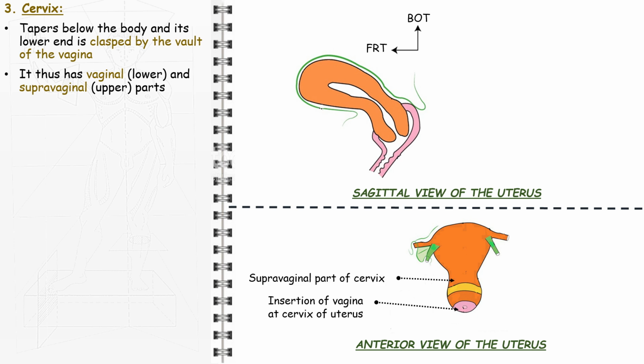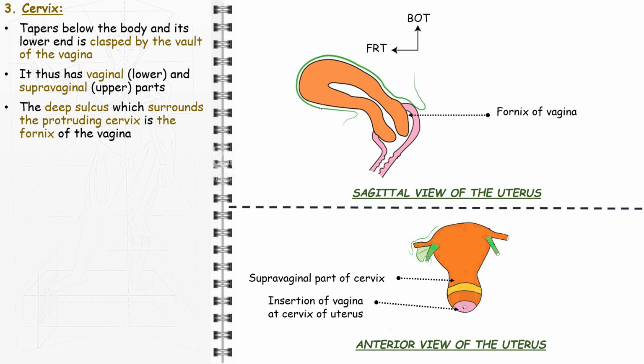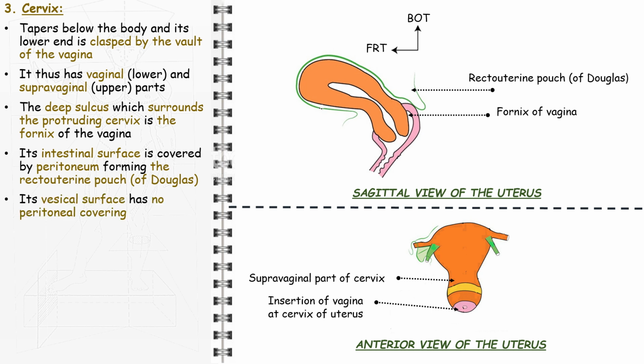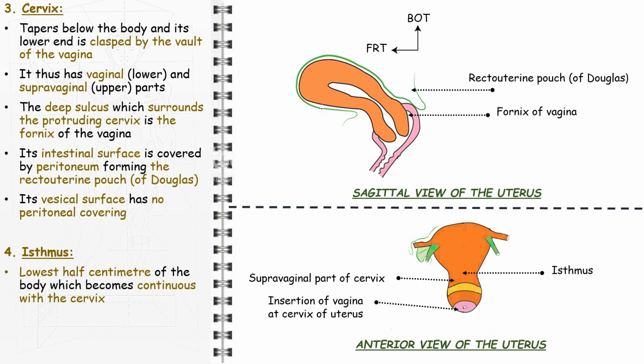The vaginal part is pierced by the external orifice of the cervix, punctiform in the nulliparous and transverse and irregular in the multiparous, with two lips, anterior and posterior. The deep sulcus which surrounds the protruding cervix is the fornix of the vagina. Its intestinal surface is covered by peritoneum forming the rectouterine pouch of Douglas, and its vesical surface has no peritoneal covering. The isthmus is a narrowing at the lowest half centimeter of the body and is continuous with the cervix.